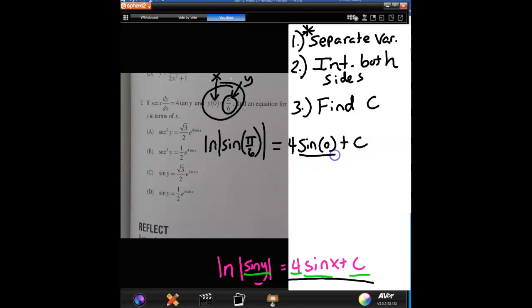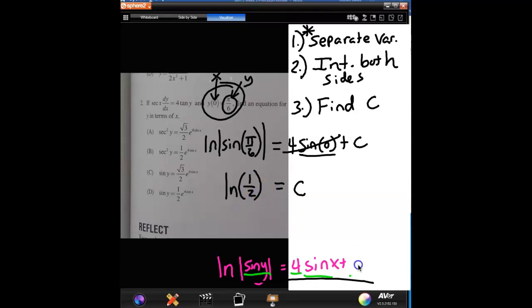Okay. Now sine of 0 is 0, and 0 times 4 is 0, so this whole thing just goes away, and you're left with c equals this. It's kind of nice. Didn't have to do much work there. We could probably simplify this a little bit, though. Sine of pi over 6. What is that? Sine of pi over 6 is a half, actually. Nice. So there's my c.